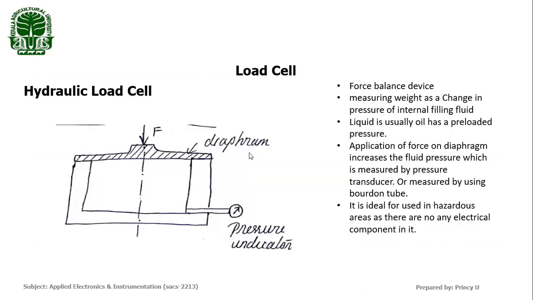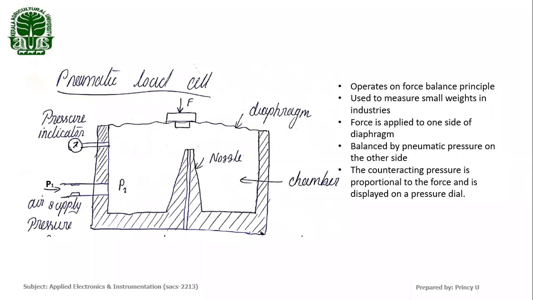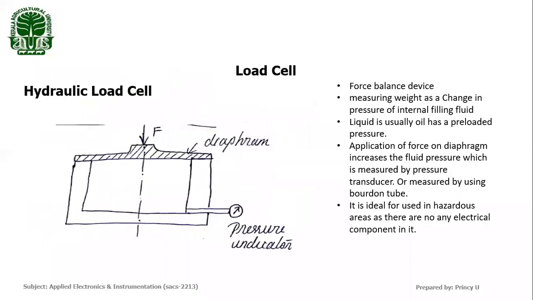Okay, so load cells are of two types: hydraulic load cell and pneumatic load cell. The devices or transducers used for measurement of force are called load cells. Okay. So first we are going to study the hydraulic load cell. So this is the arrangement, the hydraulic load cell. In a hydraulic load cell, hydraulic pressure is used to indicate the force. A pressure indicator is used to indicate the force applied on it.